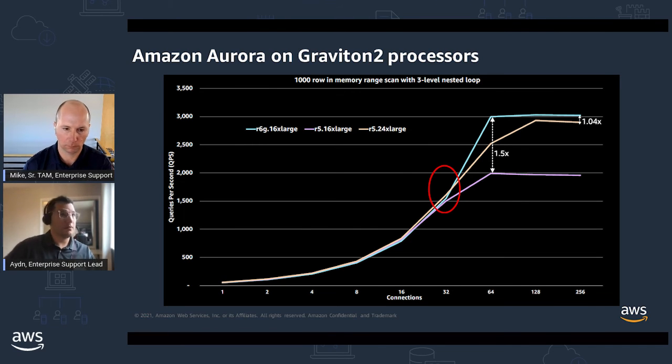So significant improvements here. And this is running a 1,000 row in memory range scan with a 3-level nested loop.